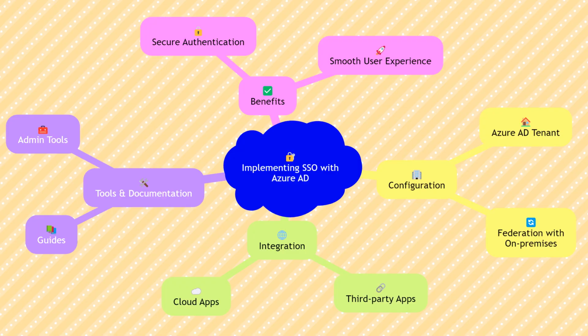Implementing SSO with Azure AD involves configuring your Azure AD tenant and integrating it with your applications. This process includes setting up federation with on-premises directories, configuring SAML-based SSO for third-party applications, and enabling seamless SSO for cloud applications. Azure AD provides detailed documentation and tools to assist administrators in setting up and managing SSO, ensuring a smooth and secure authentication experience for users.